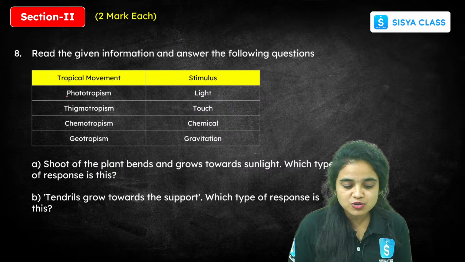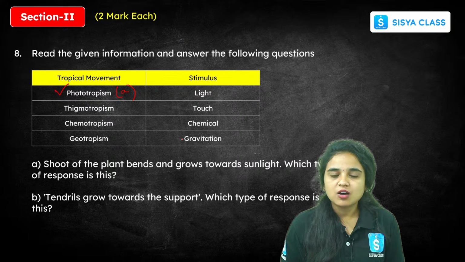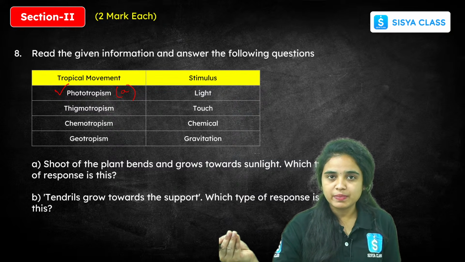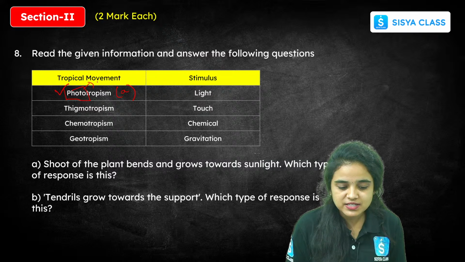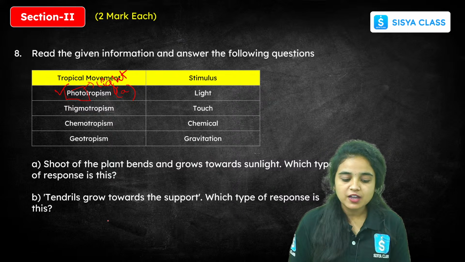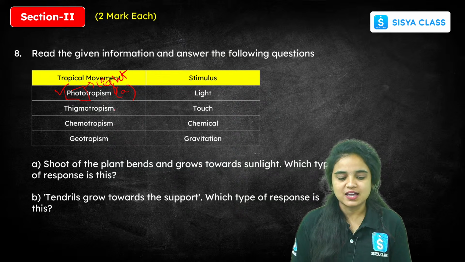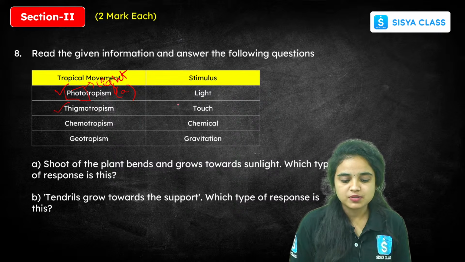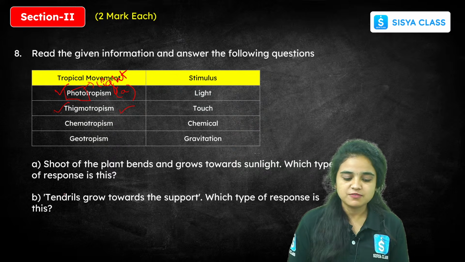So the answer for this question is phototropism, the correct answer for option A. Because the organism, okay, the plant which shows bending towards and growing towards the sunlight is phototropism. Here photo means light. Okay students, so the answer is option A. For option B, tendrils grow towards the support. The answer is thigmotropism, because the stimulus is touch. So the answer is tropic movement, thigmotropism, for B.